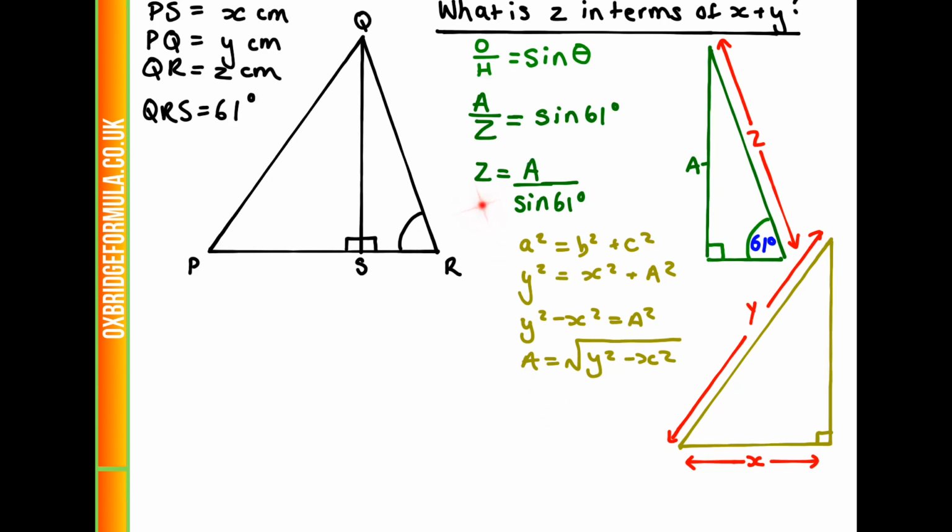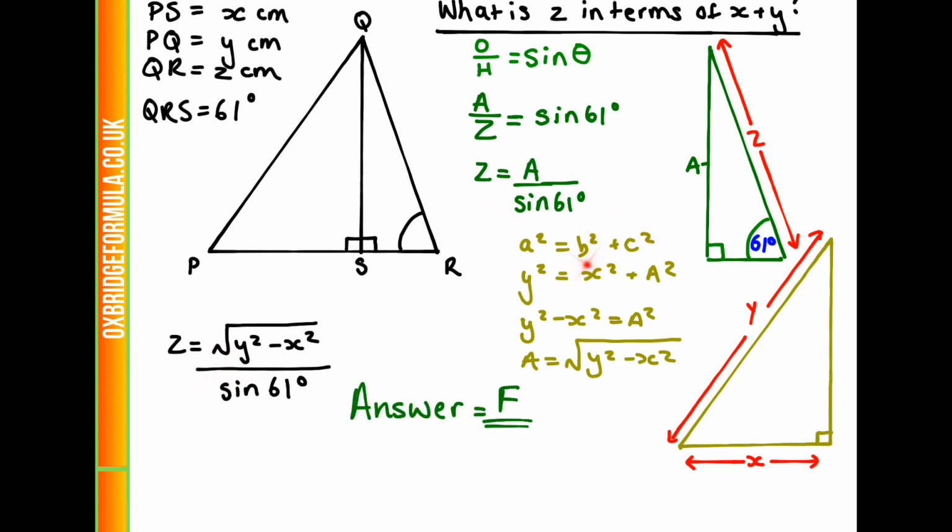So now we have our expression for z and our missing variable. We can put them together. Z equals the square root of y squared minus x squared over sine 61. Our final answer is F.